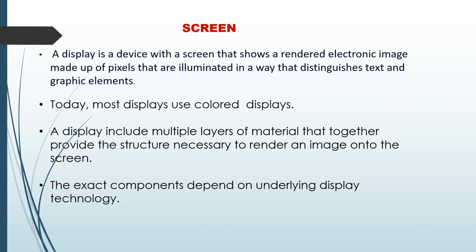Moving on to the next topic, screen. In computing, a display is a device with a screen that shows a rendered electronic image made up of pixels that are illuminated in a way that distinguishes text and graphic elements. Pixels are tiny areas of illumination, bright dots of light that can number in the millions on a single display. Today, most displays use colored pixels. A display includes multiple layers of material that together provide the structure necessary to render an image onto the screen. The exact components depend on the underlying display technology.